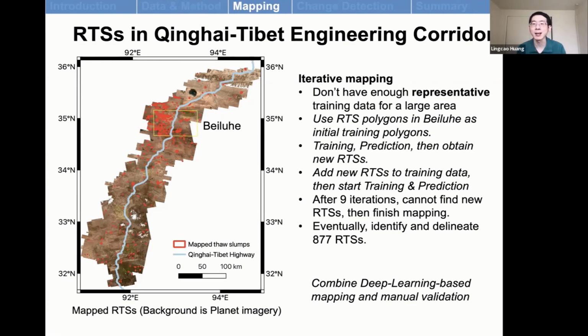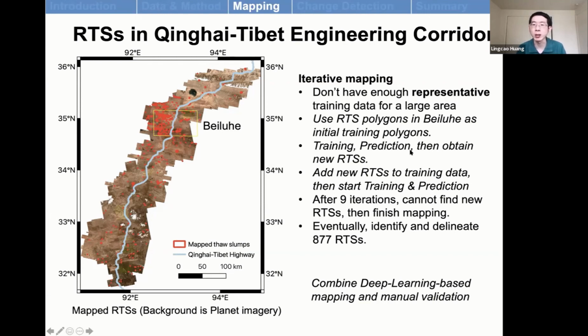And one fact is that deep learning algorithms benefit from many training data, but if we focus on new questions, we don't have enough training data. So we do it in an iterative way. This is the previous study area. We already know some false slumps, and we have training data there. Then we use them as training data, do training and prediction, then manually validate the output result.